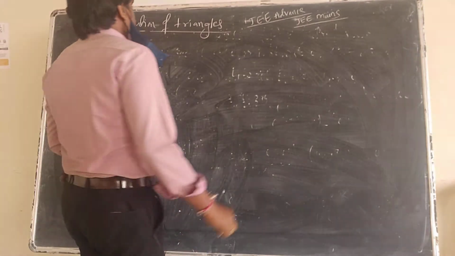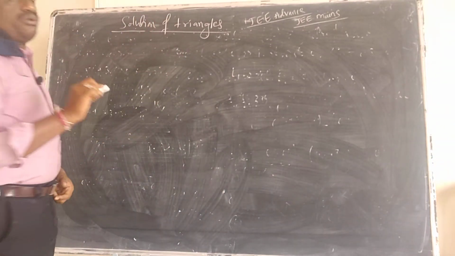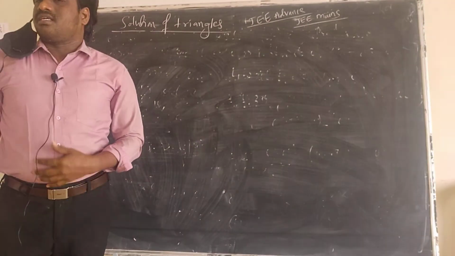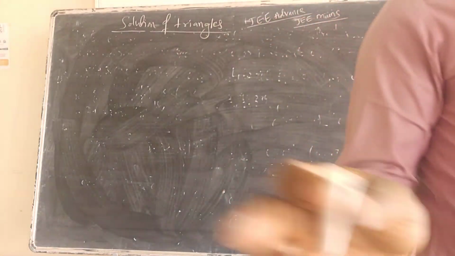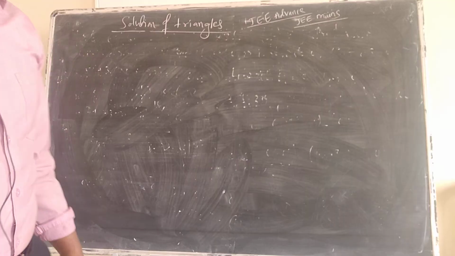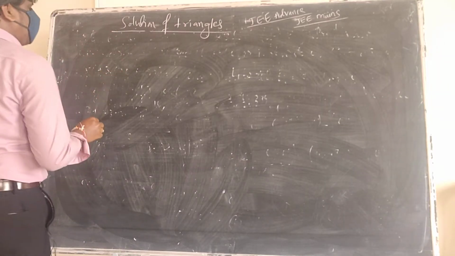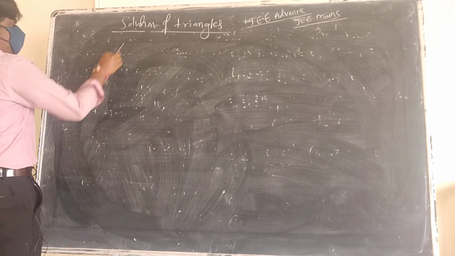Now solution of triangles is also important for boards. In that, some of the things are deleted. So I will tell you what part is deleted. See here. In solution of triangles, let us see one diagram of the triangle.